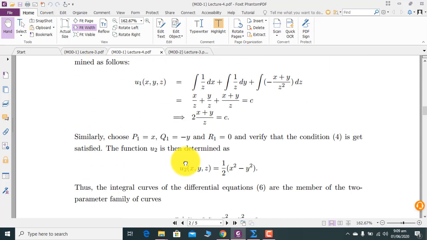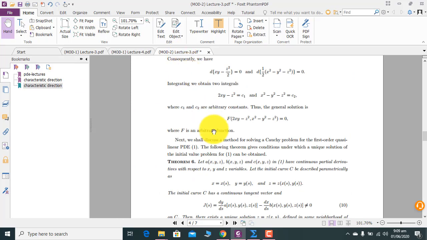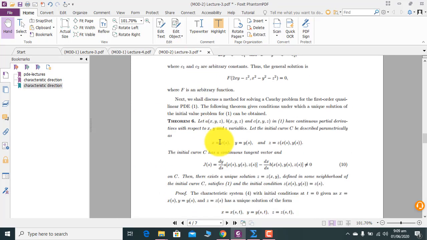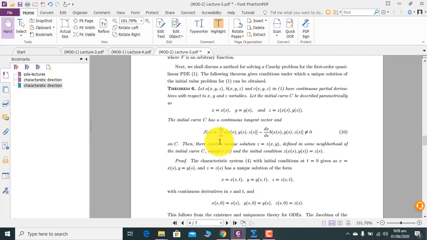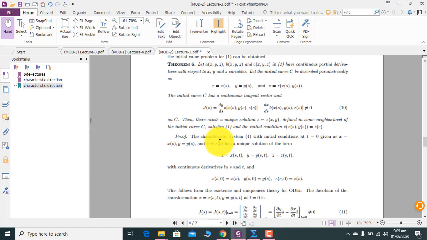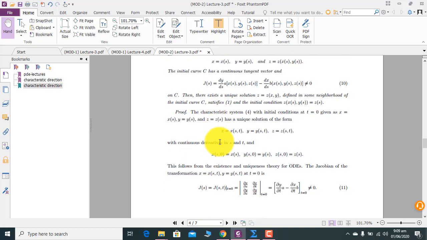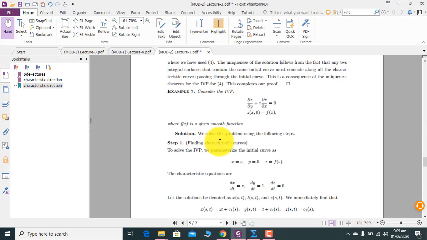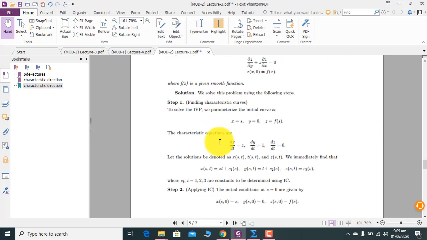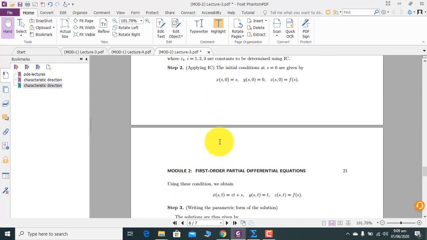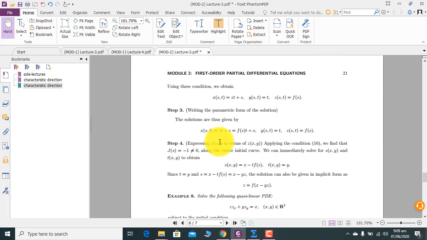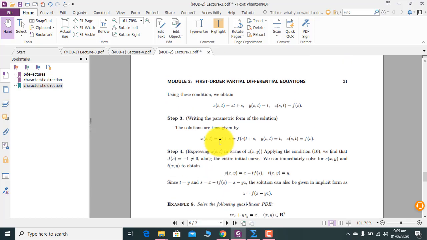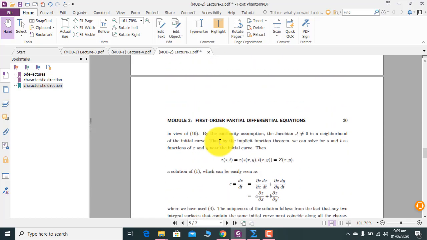So this is the methodology from which you can solve quasi-linear partial differential equations, and in the next lecture I will try to explain the method of characteristics for quasi-linear partial differential equations, but now in the case of the initial value problem. There will be some conditions, some constants to be determined, and then you can actually solve the initial value problem.